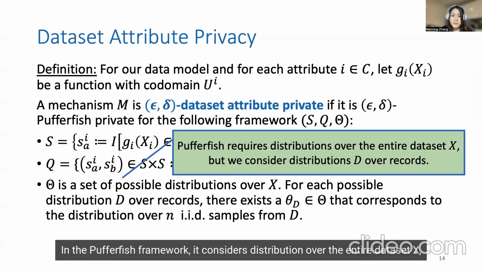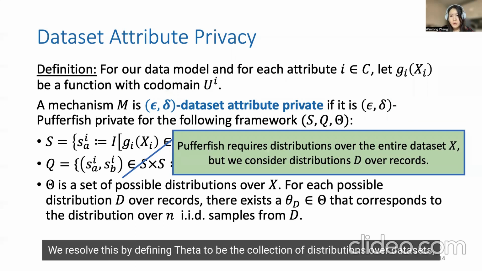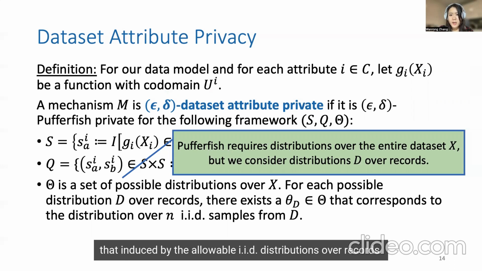In the Pufferfish framework, it considers distribution over the entire dataset X, but we consider distribution over records. We resolve this by defining Theta to be the collection of distributions over a dataset, then induced by the allowable IID distributions over records.